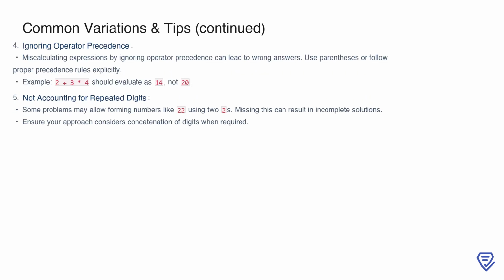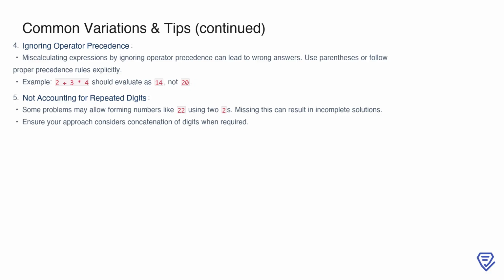Another common mistake revolves around ignoring operator precedence. Misinterpreting how expressions are evaluated can lead to incorrect results. For example, in the expression 2 plus 3*4, the multiplication should take precedence, resulting in 14 instead of 20. To avoid errors, explicitly use parentheses or follow standard precedence rules.